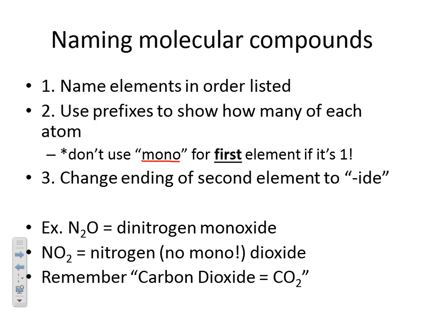And then we change the ending of the second element to end in "ide," right? So that's actually similar to ionic in that we do have that second one. It will always end in "ide." So for example, N2O. This is covalent, it's 2 nonmetals, so it's dinitrogen, right? 2 nitrogens. So dinitrogen, naming them in order, and then the second one only has 1, so it's monoxide, and again I'm changing that ending. So I'm using prefixes to say how many of each one we have. We have 2 nitrogens, one oxygen, so it's dinitrogen monoxide, and that's it. It doesn't really get any more complicated than that.